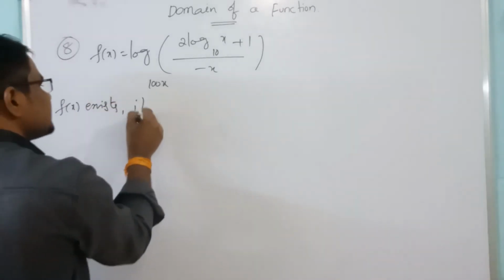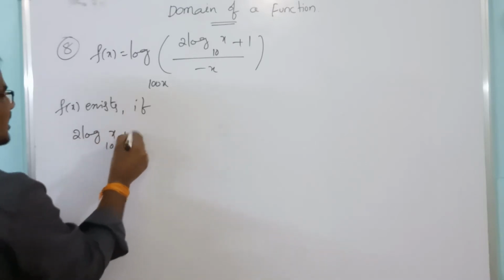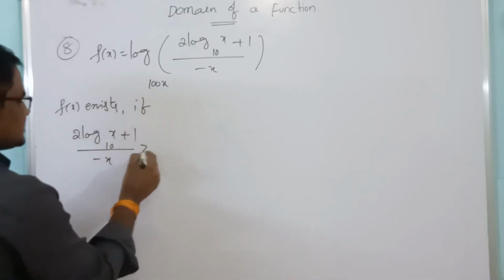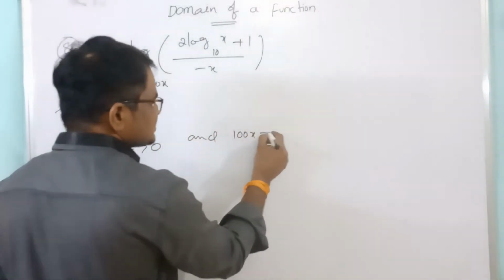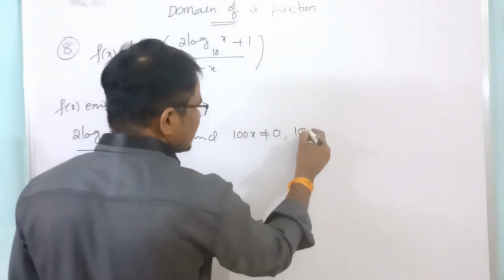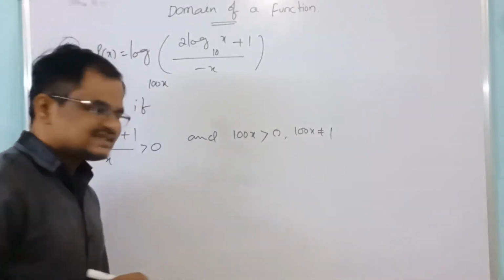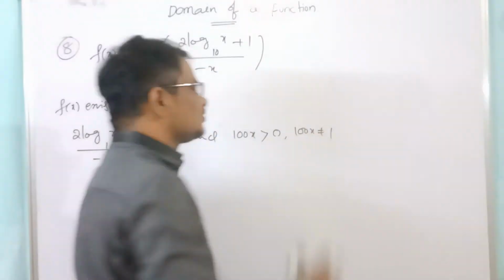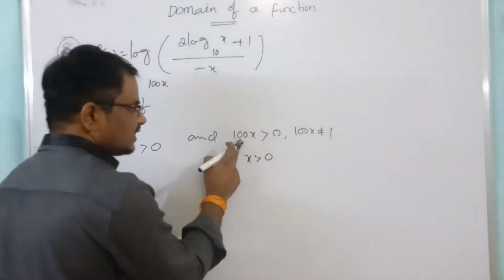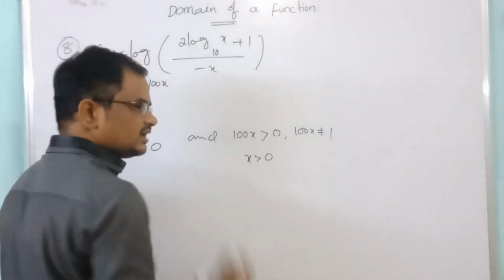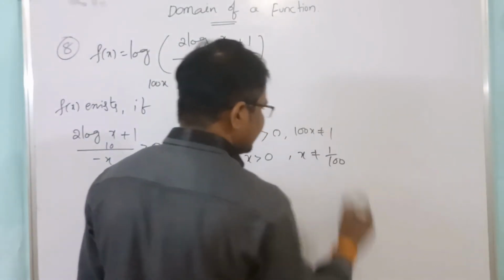When it exists, 2 log x to the base 10 plus 1 divided by minus x must be greater than 0. And g of x, which is 100x, is not equal to 0, and 100x is not equal to 1 also. So g of x is greater than 0 and g of x is not equal to 1. G of x greater than 0 means x greater than 0, since 100 is already greater than 0. Now here x is not equal to 1 by 100 also.